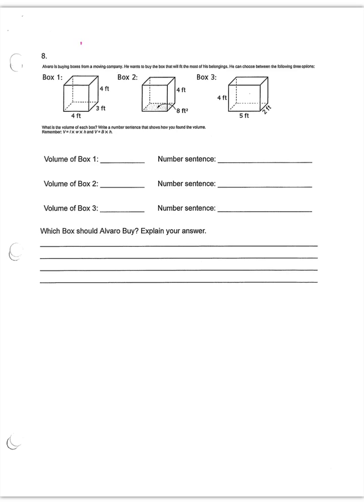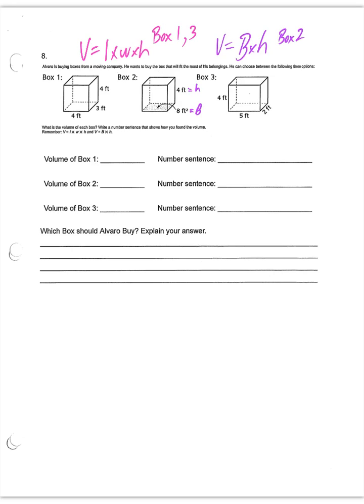Now recall, volume can use length times width times height, which will work nicely for boxes 1 and 3, but box 2 is going to need a different formula, which sometimes can be found to be tricky, even though it's really quite simple once you think about it, which is big B times H. So this is going to be our big B, and this is going to be our H here, and that is going to obviously then work for box 2.